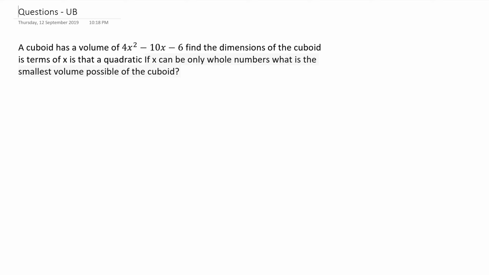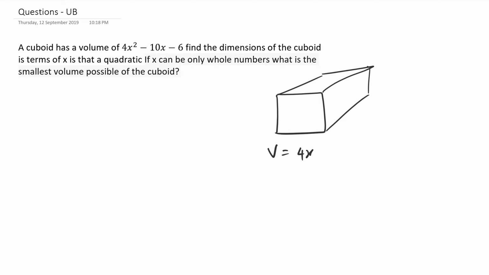Okay, so what we've got here is a cuboid with a volume of 4x squared minus 10x minus 6. If we think about it, we've got a cuboid that looks something like that, and we've got the volume as 4x squared minus 10x minus 6. Now it says that if x can only be whole numbers, what's the smallest volume possible?